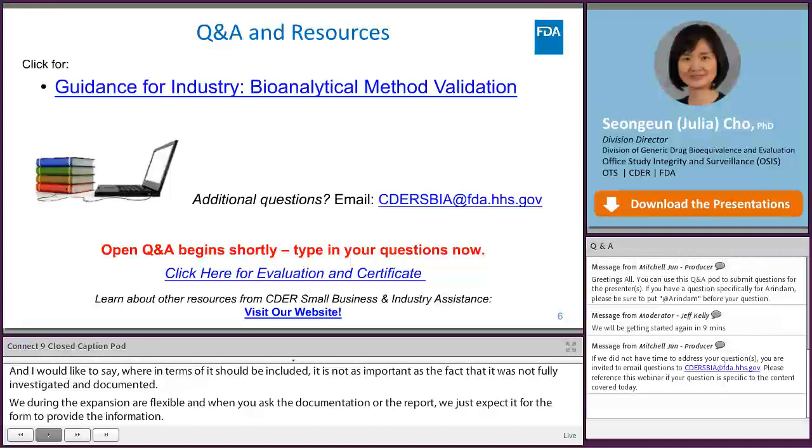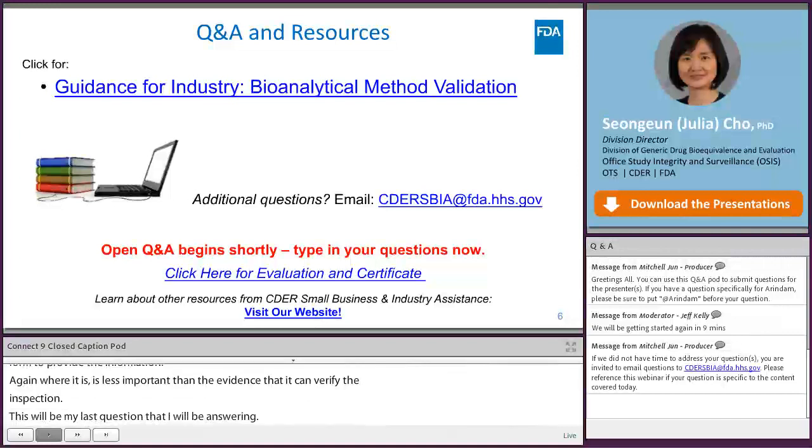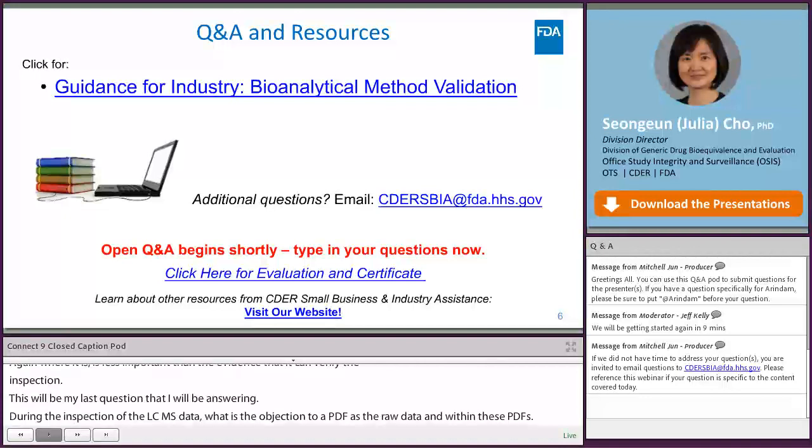This will be the last question that I'll be answering. During an inspection of LC-MS data, what is the objection to PDF as raw data and reviewing these PDFs? This is another question that we got asked quite often in the past, not as often these days, but I think we've been asked this question before, so I will try to answer it.